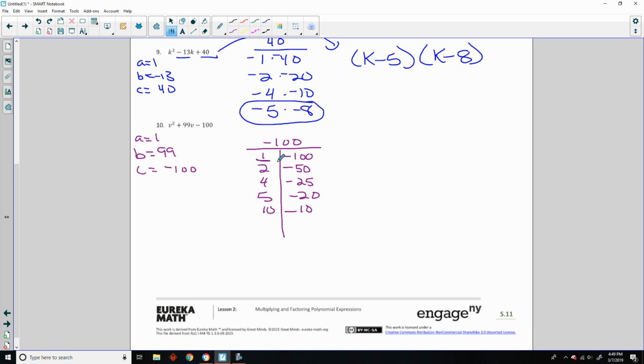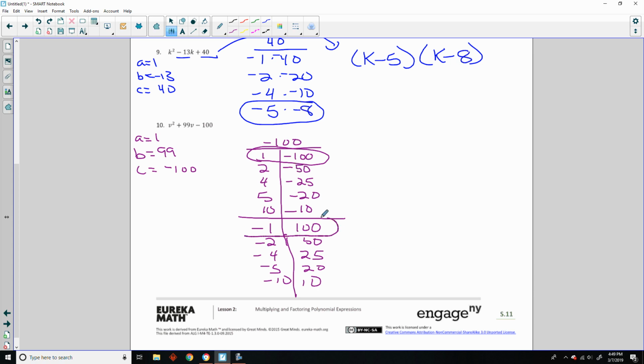So what we're looking for is 1 and 100 to get 99, but it's going to be the opposite. So then these can all be negative. Negative 1, negative 2, negative 4, negative 5, negative 10. So negative 1 times a positive 100, negative 2 times 50, negative 4 times 25, negative 5 times 20, and negative 10 times positive 10 all give you negative 100.